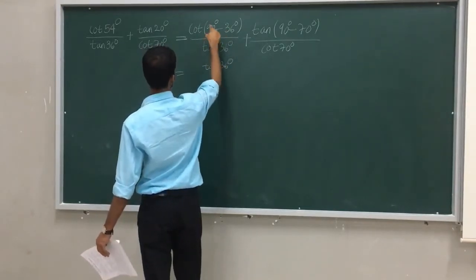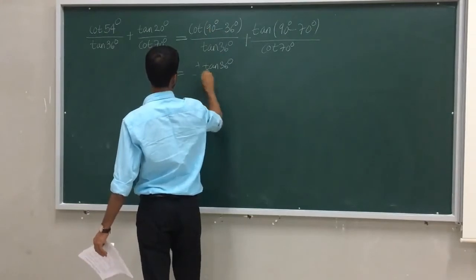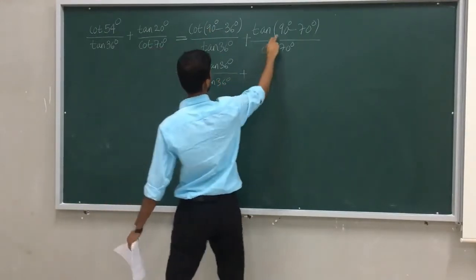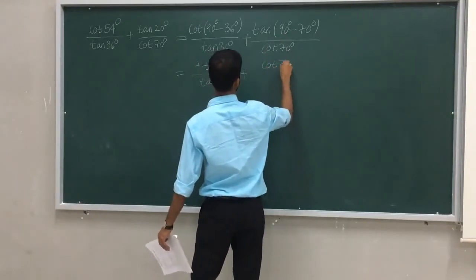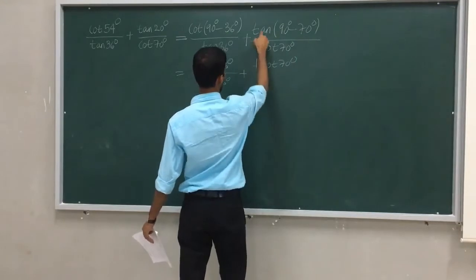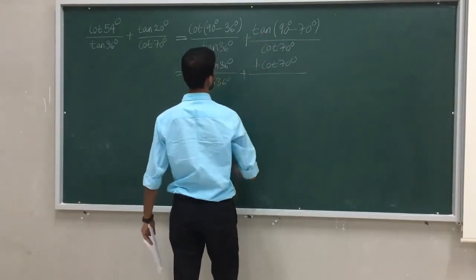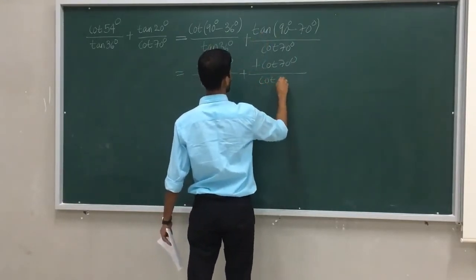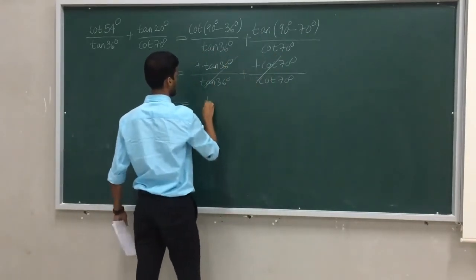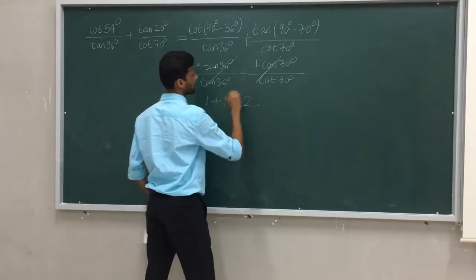90 minus theta is the first quadrant, tan is positive, right? Divided by the denominator, I won't touch. Plus, it is 1 into 90, cot of 70 degree. So 90 minus theta means first quadrant, cot and tan are positive. Therefore divided by cot 70 degree. Now you have the same term in numerator and denominator, cancel. It is 1 plus 1, and the answer gives you 2.